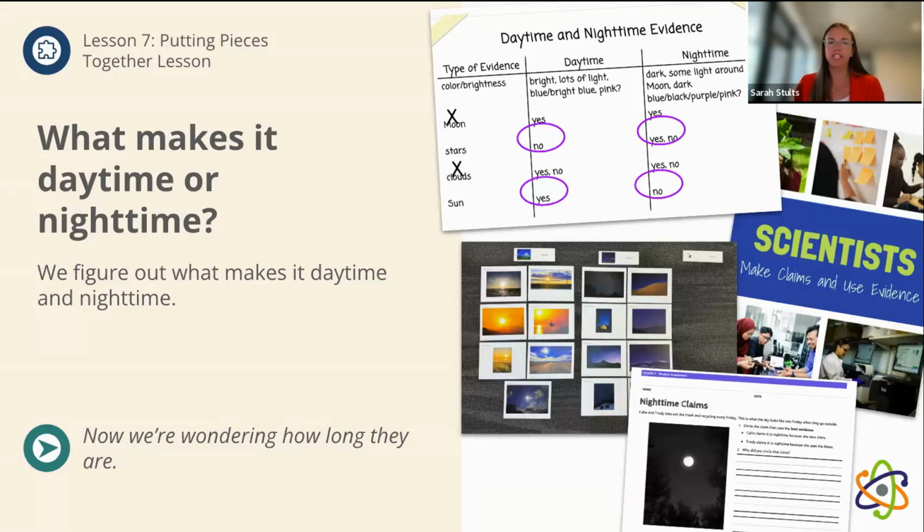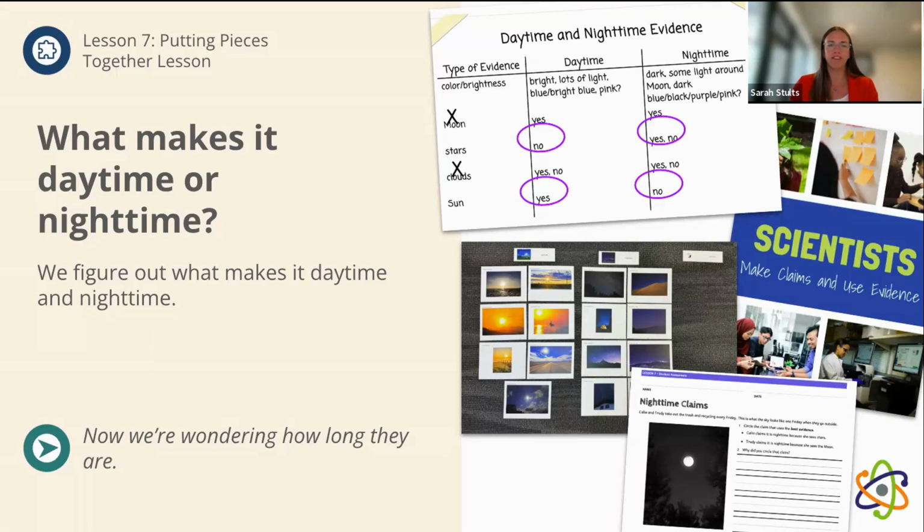So we make observations using a new set of images. We organize our images using initial claims about daytime and nighttime, and we continue to add to and update our daytime and nighttime evidence chart. Through listening actively to each other and using evidence to agree or disagree, we eventually decide that the sun in the sky is the best evidence for it being daytime, whereas the sun not being in the sky and/or the stars being in the sky are the best evidence for it being nighttime.